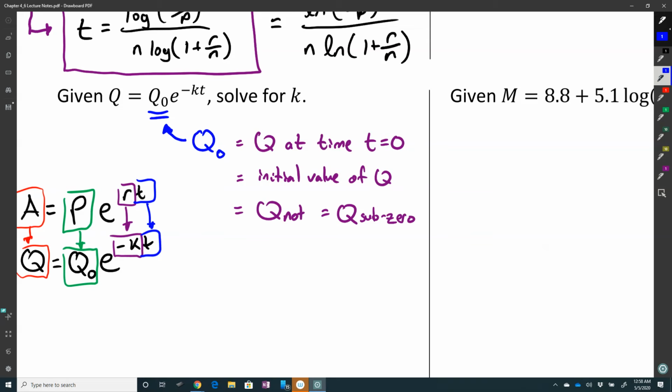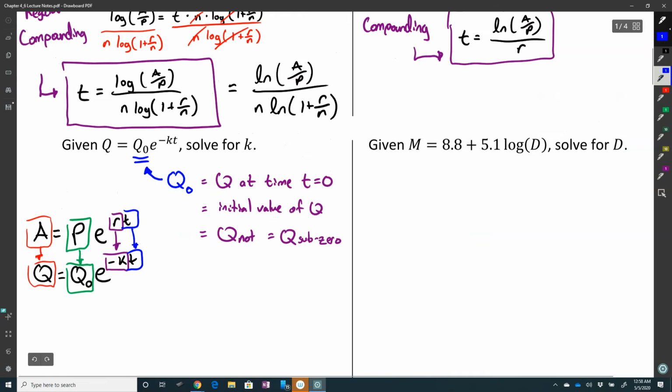Why is my screen not moving? There we go. That I got over there. ln of, and this time instead of A over P, it would be Q over Q naught. Instead of r, it would be negative k.